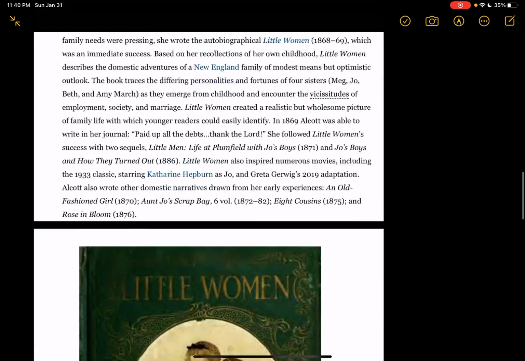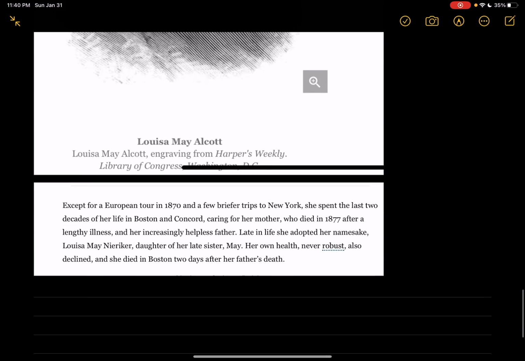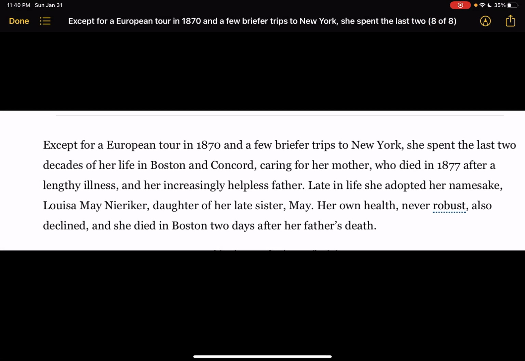Alright. Finally, except for a European tour in 1870 and a few briefer trips to New York, she spent the last 2 decades of her life in Boston and Concord, caring for her mother, who died in 1877 after a lengthy illness, and her increasingly helpless father. Late in life, she adopted her namesake, Louisa May Neuricker, I can't say her name, the daughter of her late sister, May. Her own health, never robust, also declined, and she died in Boston 2 days after her father's death.